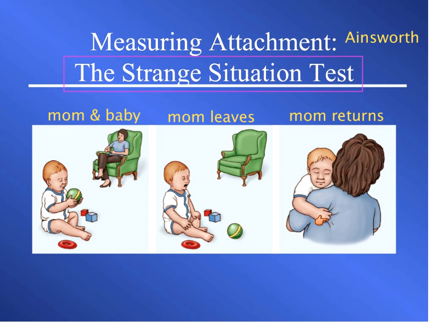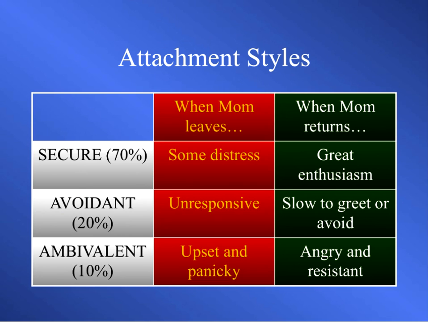Well, you can slice and dice the strange situation test results in different ways and sometimes come up with 3 attachment styles. I've seen 4 attachment styles. To keep it simple, I'm boiling it down to 3 styles of attachment, and I'm going to map them onto the consideration of what happens when mom leaves and what happens when mom returns. When we do that, we get a little table that looks like this. So here's the name of the category: secure, avoidant, and ambivalent. And by the way, the percentages are the percentage of U.S. sample kids who fall into that category.